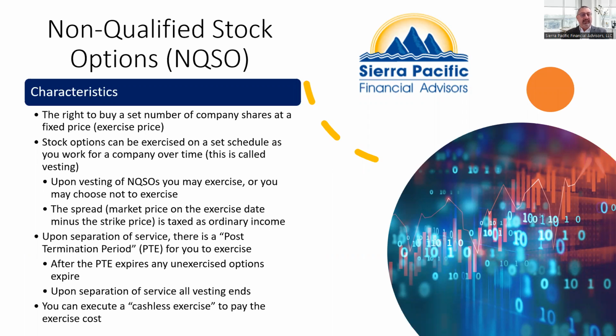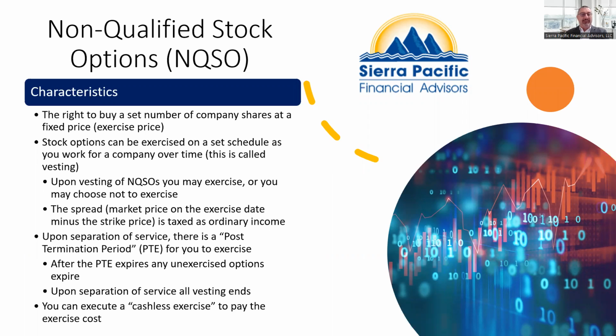So the spread is taxed at ordinary income. And again, that spread is the market price on the exercise date minus the strike price. Upon separation of service, there is what's called a post-termination period during which you can exercise any vested, unexercised options that you hold. And then after that period expires, any unexercised options will expire to no value. And upon separation of service, all vesting ends.